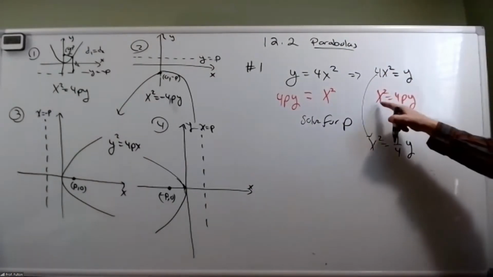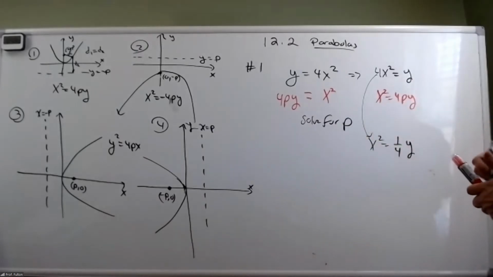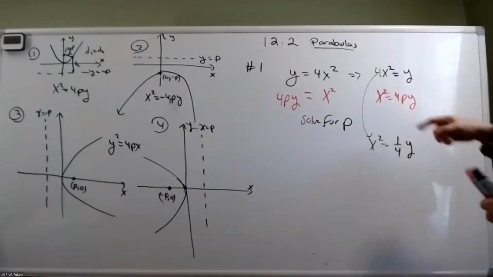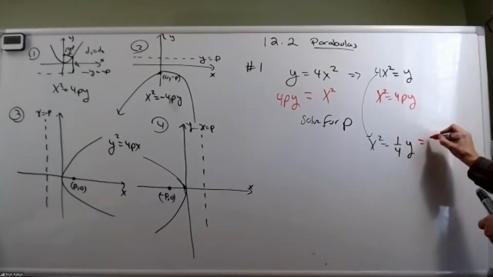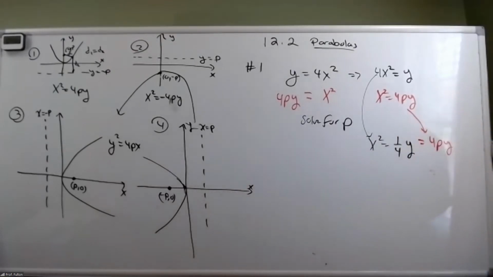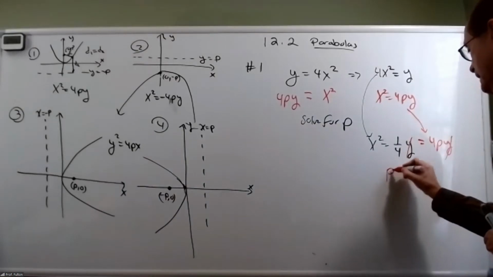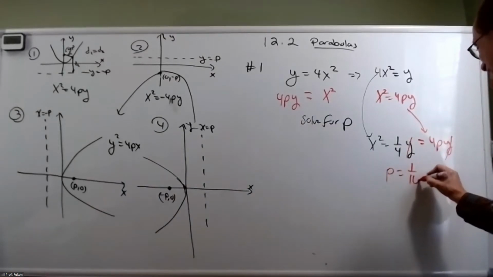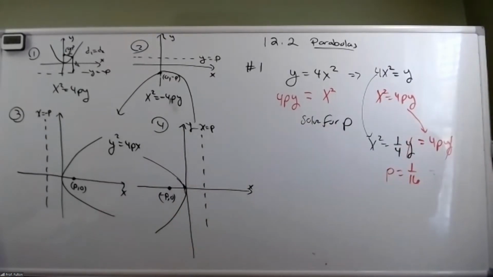From here, that has to also be equal to the following, because this is x squared, so it also has to be equal to 4py. Well, the y's cancel out. I can solve for p. And this tells me then that p is 1/16. Divide both sides by 4.